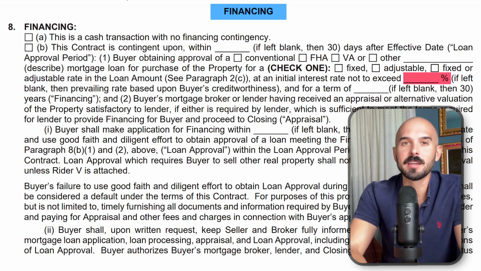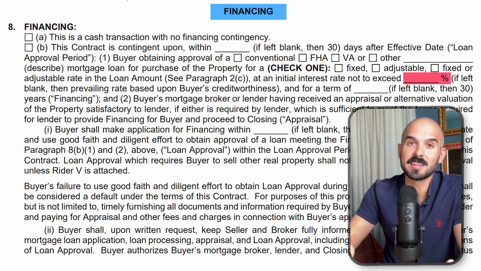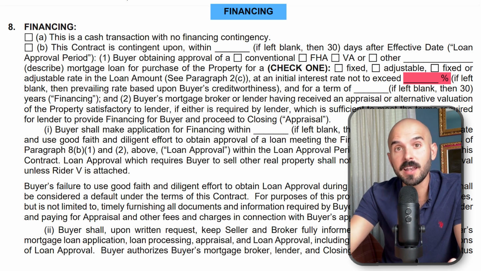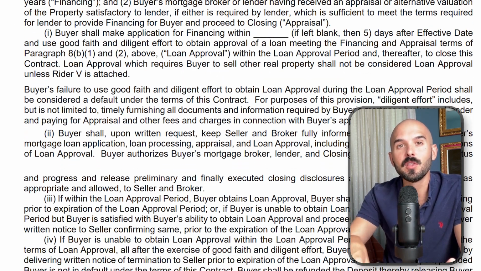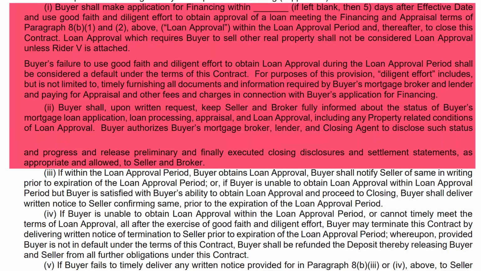Fill in the financing amount, usually the loan amount expressed as a dollar figure or a percentage of the purchase price. The loan approval period is the time frame in which the buyer needs to secure the loan approval, typically set between 20 to 30 days. Coordinate this with the lender to ensure it's realistic.